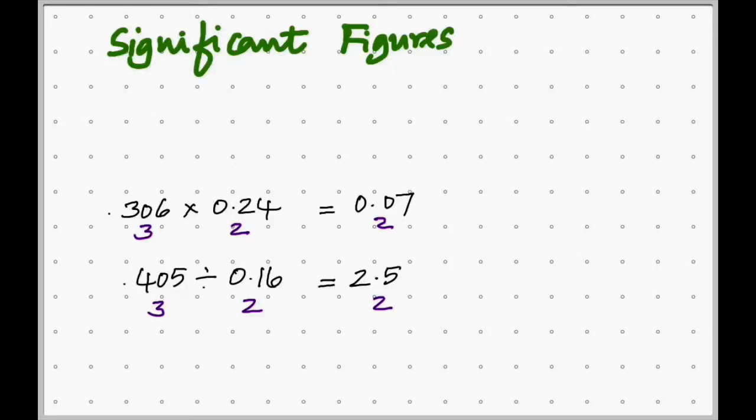Now here is an example, or 2 maybe. That makes sense? Is that correct? 3 in this, 2 in this, so 2 in the product. 3 in this, 2 in this, 2 in the quotient. That's what it's called. Okay? All right, done.